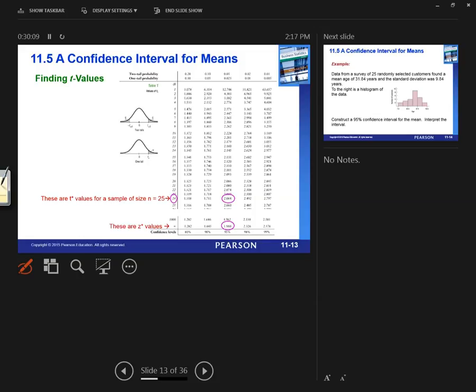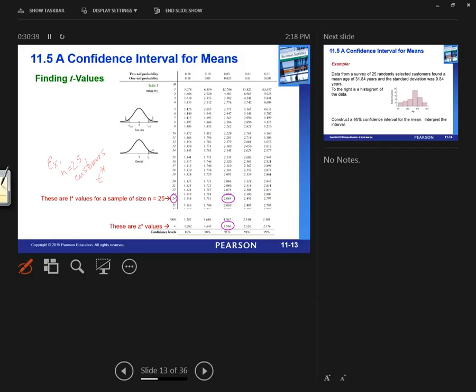Okay, so for a 95% confidence interval, we use Z star as 1.96, 90%, 1.645, 99%, 2.576. Now for our example, we had n equals 25 customers. So if we want to get a T star for this, we're going to have to look up on 24 degrees of freedom. You can see I already circled the 24.